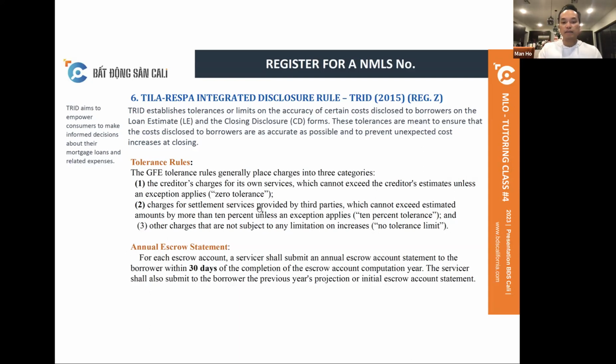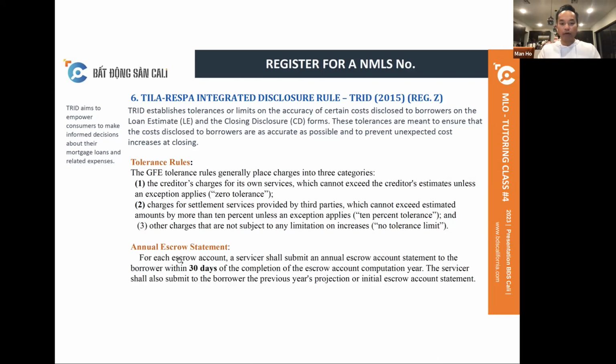Second, changes for settlement services provided by a third party, like an appraiser or an inspector, for example. You can change, but the change can only be 10%, which is called 10% tolerance. And third, all the charges that are not subject to any limitation on increase, or no tolerance limit. I will go over that.